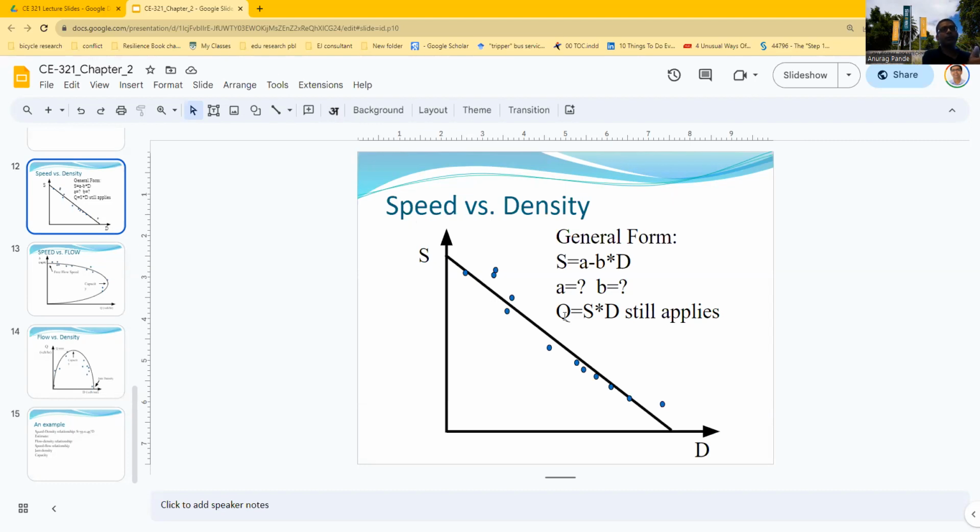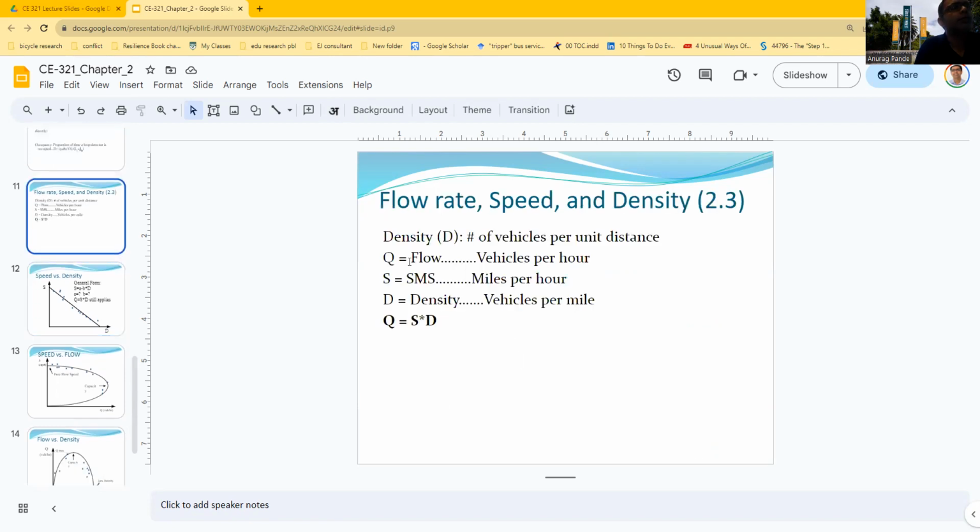Remember, this relationship only applies when you're talking about a flow where there are no traffic signals, no stop signs on the main line, and the traffic is flowing. So this is, for example, your I-5 freeway or the main line of US 101 in most places, where there are no traffic interruptions within the main line. So this Q equal to SD basically gets derived from this here. The flow rate is equal to space mean speed times the density.